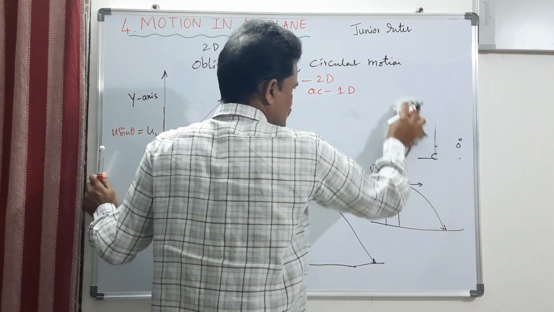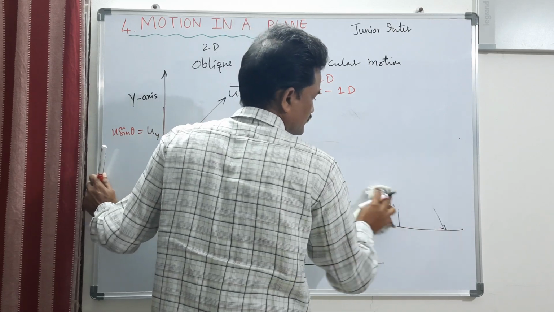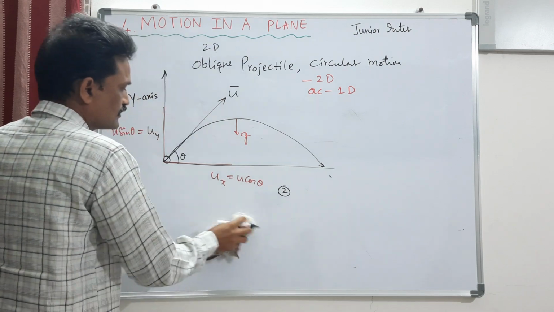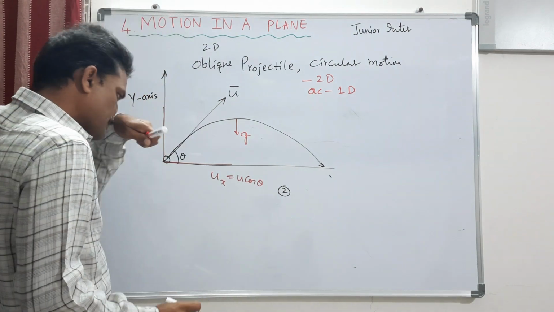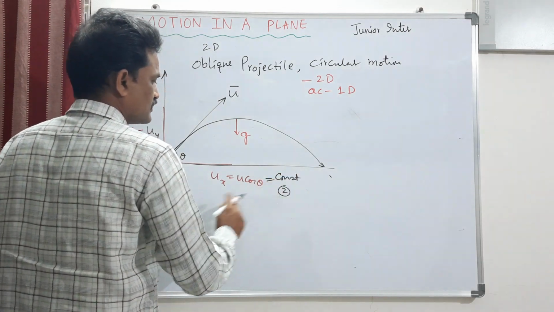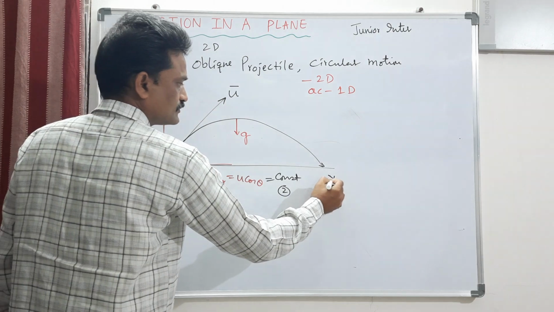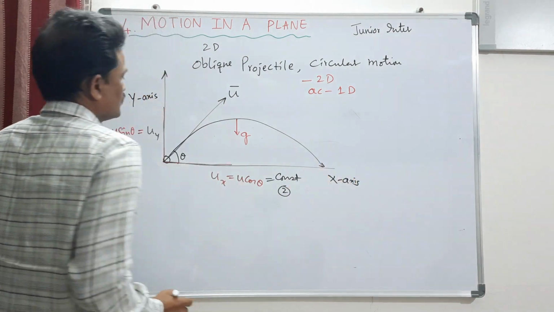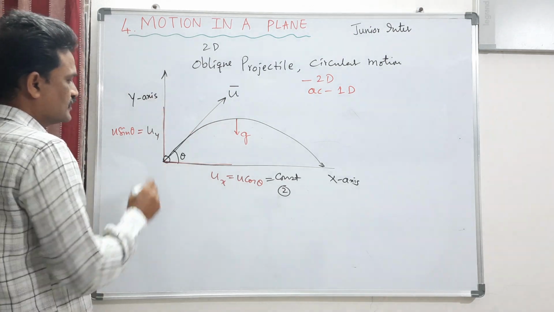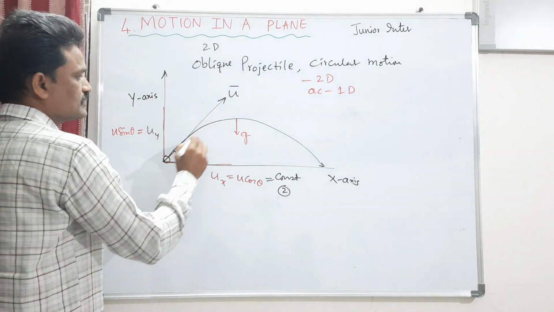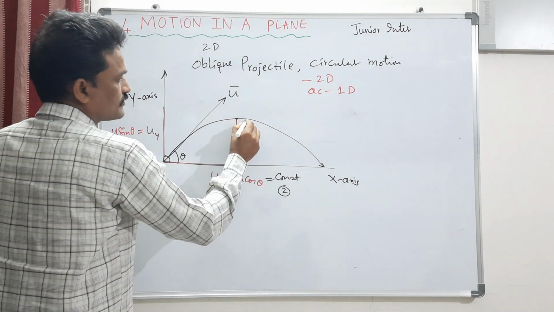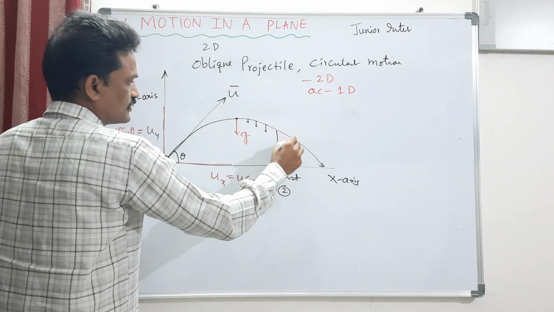So here you have to consider two independent motions. One is along the x-axis and the other one is along the y-axis. Here one thing is clear, that the horizontal speed is constant because there is no acceleration or force acting along the x-axis. Whereas the vertical component of velocity, that is uy, gradually decreases and it becomes 0 at this point, and it once again increases as it falls.